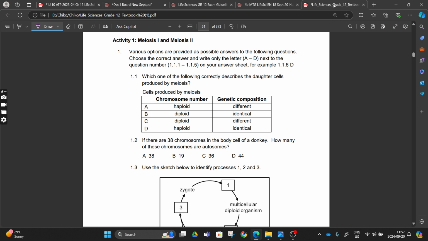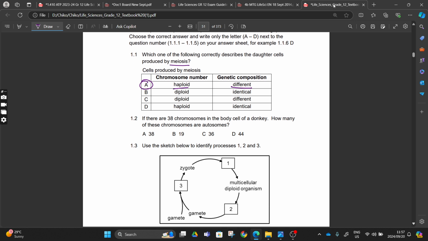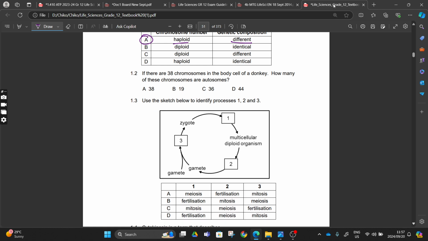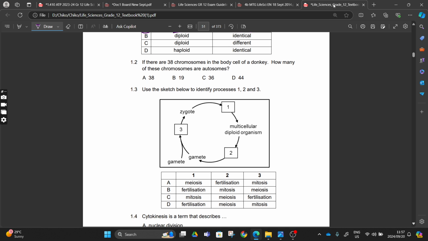Which one of the following correctly describes the daughter cells produced by meiosis? Meiosis produces haploid cells, and they are also different from each other. If there are 28 chromosomes in the body of a donkey, how many of these chromosomes are autosomes? We only subtract 2 here, because those 2 will be the sex chromosomes, the gonosomes, and we are left with 26.